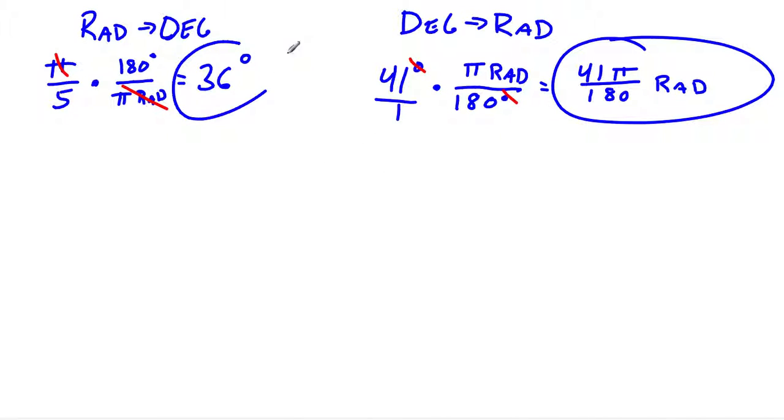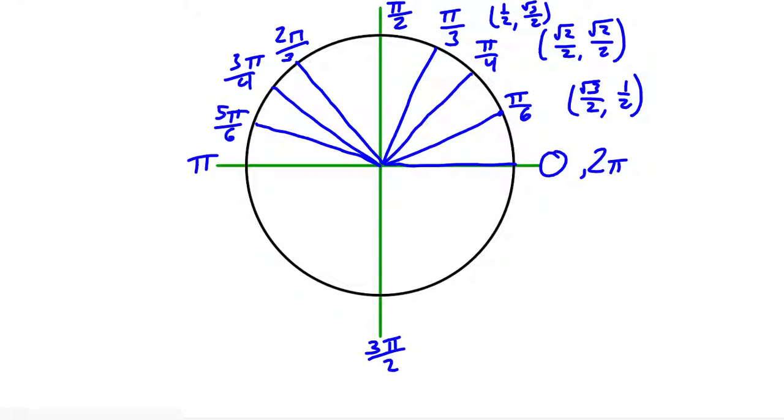But anyway, the important part is that we can change between degrees and radians and understand exactly what a radian is.